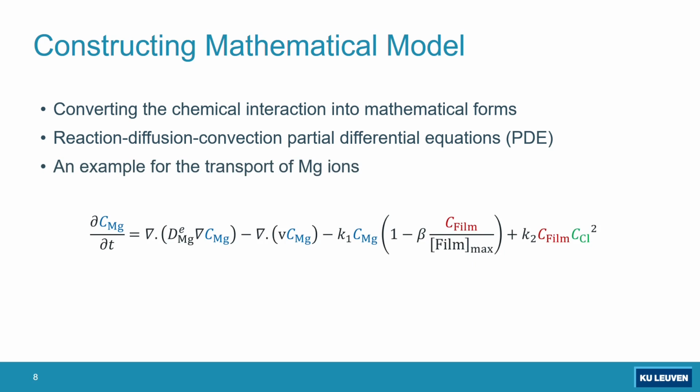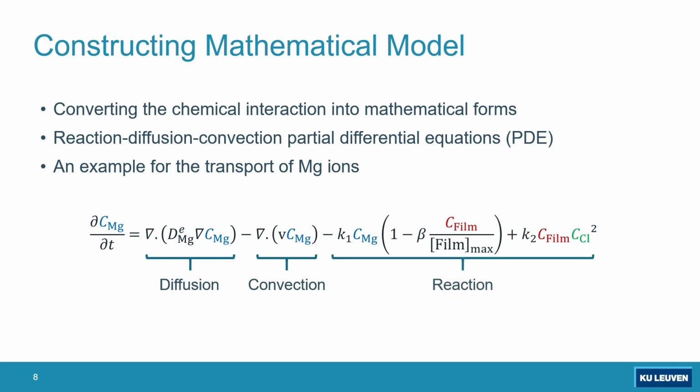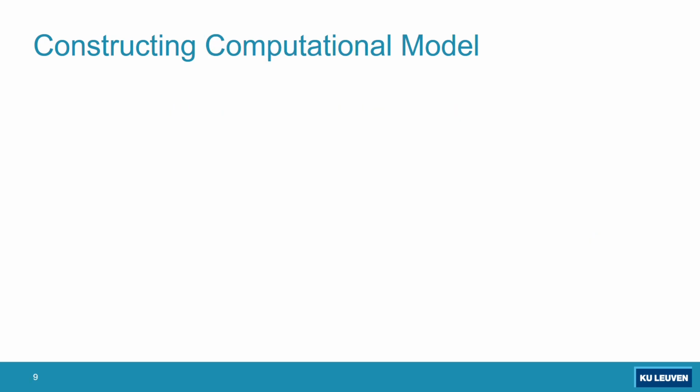This is the kind of equation that we deal with. We have an equation like this for any component in a system. For a typical system, we usually have 8, 9 equations like this. It describes how the ion or the material diffuses in the surrounding environment, how it gets convected by the fluid flow, and how it reacts with the other components in the system. And then we need to solve these equations.